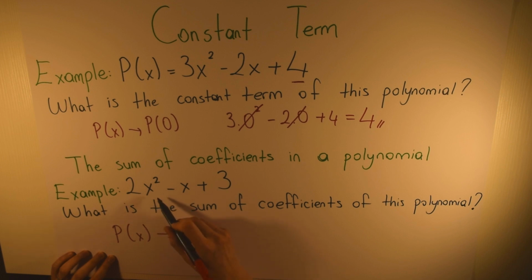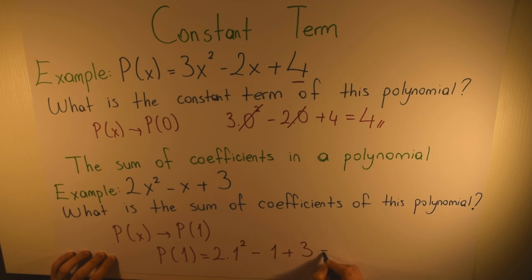We just write 1 instead of x, okay? So we write here p(1) is equal to 2 times 1 squared minus 1 plus 3. We have here 2, we have minus 1, plus 3, we get 4.